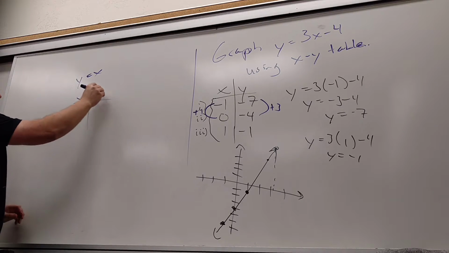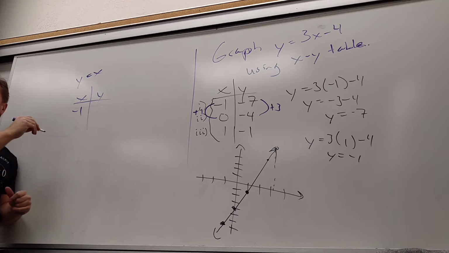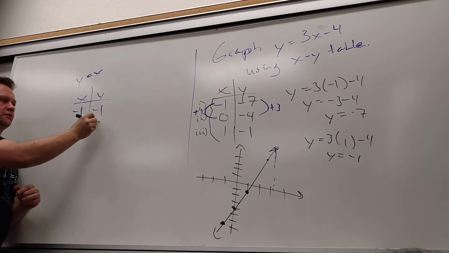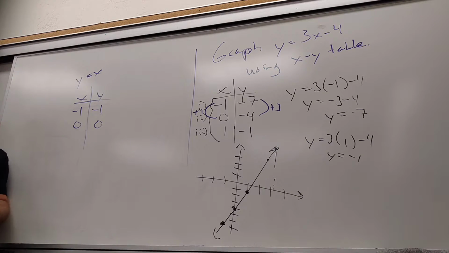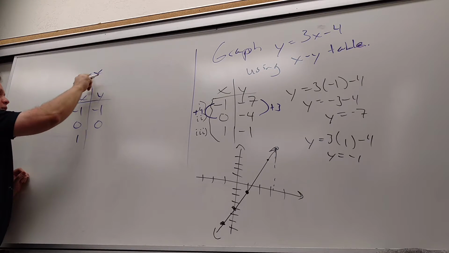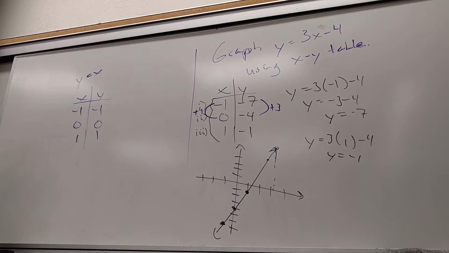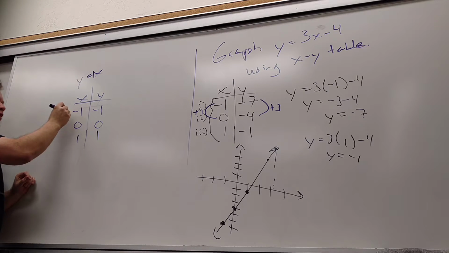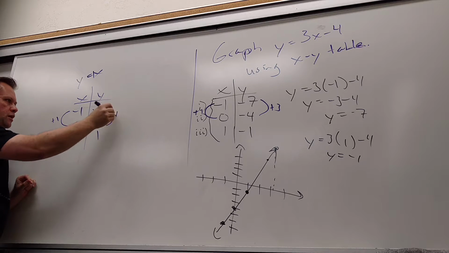What is this XY table going to look like? When x is -1, y is -1. When x is 0, y is 0. That's the best equation in the universe. If I make x 1, then y is 1. So then graph it, it's easy, right? And what's the number in front of x? 1. So when x goes up by 1, y goes up by 1.